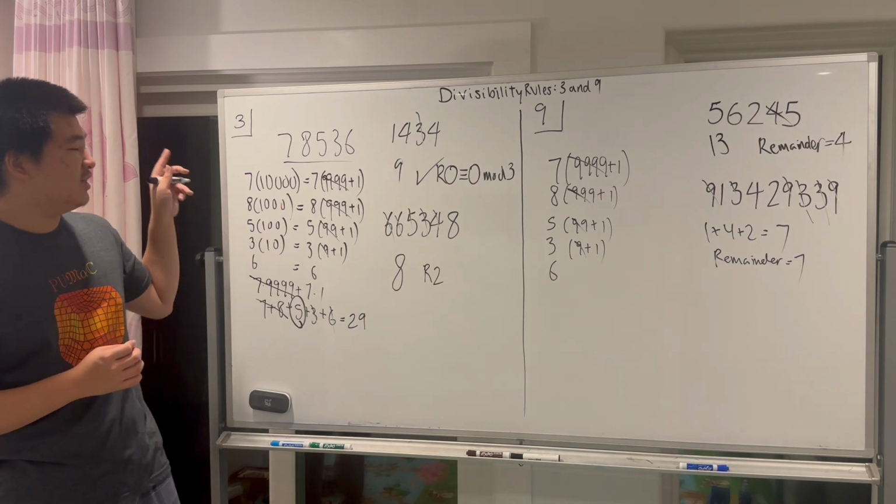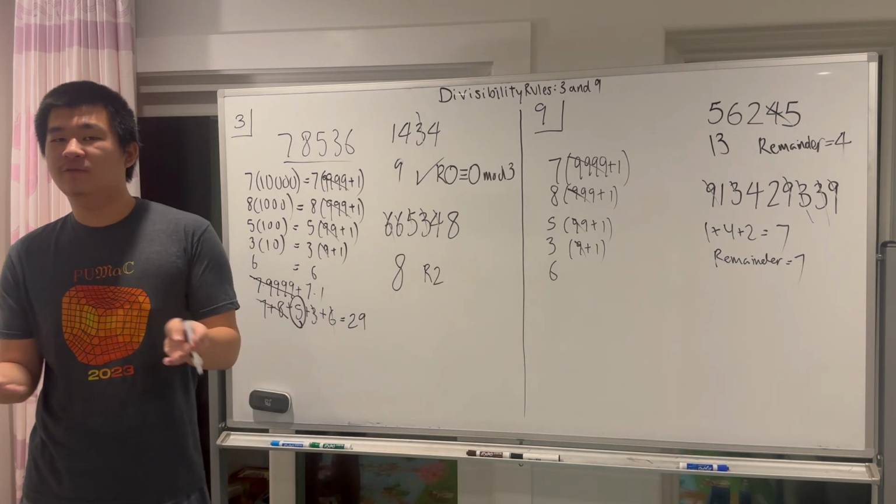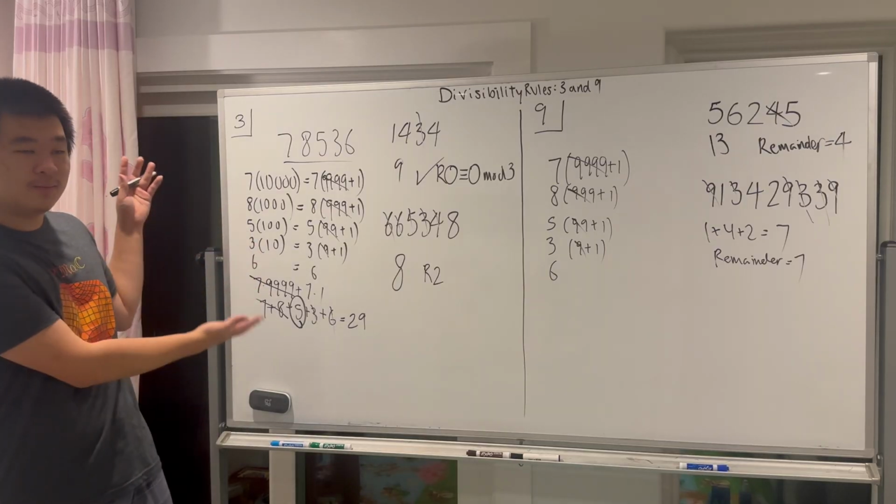Just remember, it's the sum of the digits, and then look at the sum of the digits and see if that's a multiple of 3 or 9. That's literally it, but also remember the derivation.